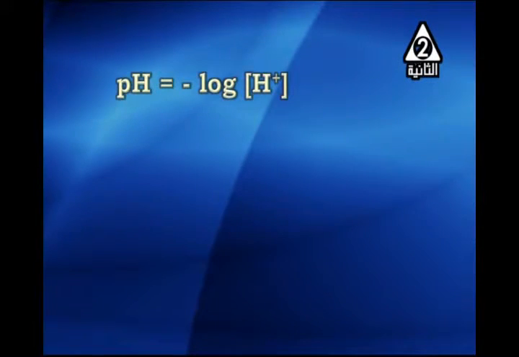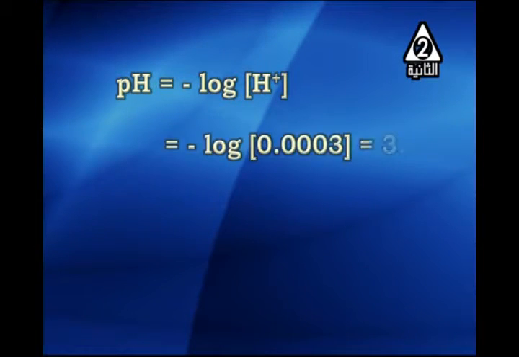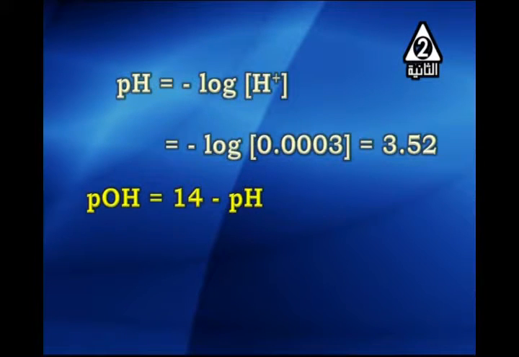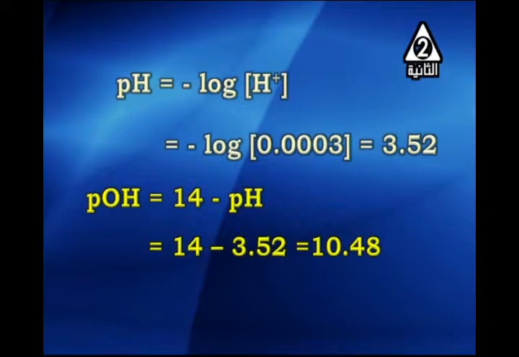The pH is negative log of the concentration of hydrogen ion, which is the concentration of the acid, as it is a strong acid and completely ionized in water, so all the concentration is changed into positive hydrogen ion. So negative log 0.003 equals 3.52. And pOH equals 14 minus pH, so 14 minus 3.52 equals 10.48.